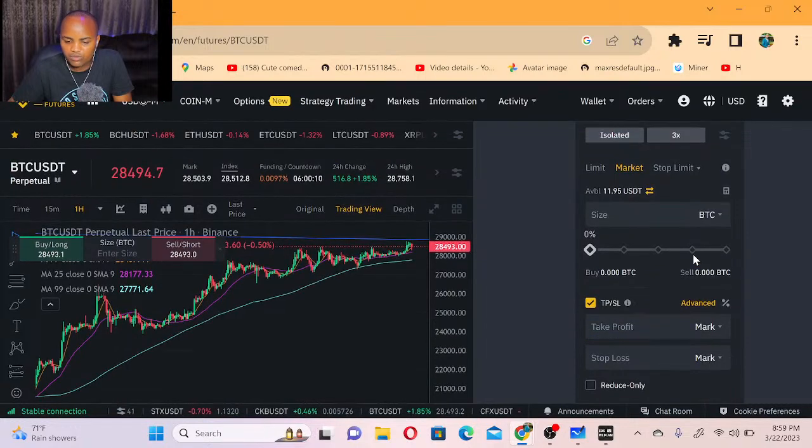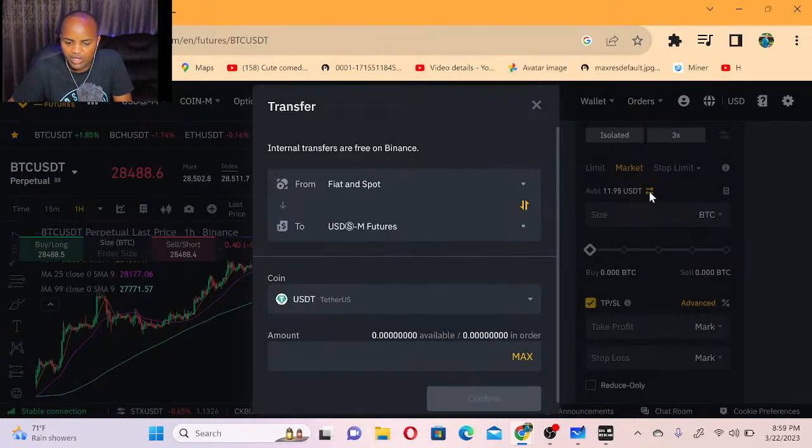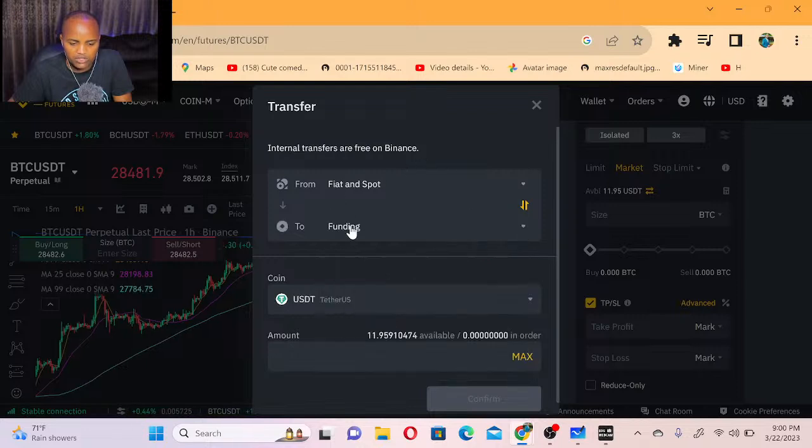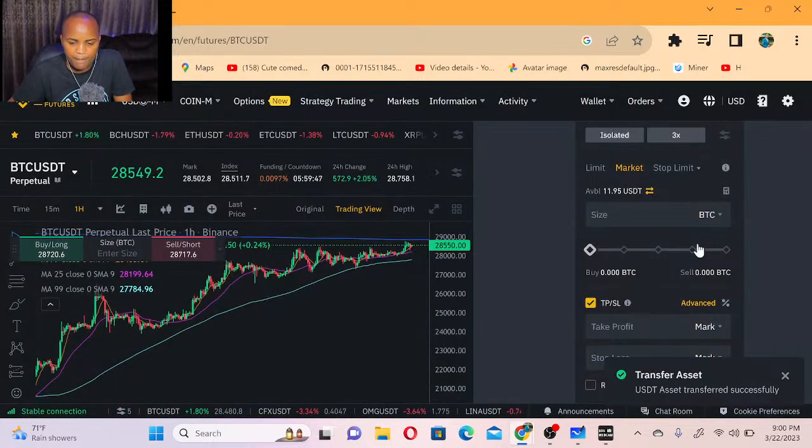Now, I have made my first transfer. I have transferred to the fiat and spot wallet. So the next thing I'm going to do is transfer again. I can do all my transfers here. I can transfer from fiat to the funding wallet where I'm going to withdraw. And I click maximum again. So you click maximum, so I've clicked maximum on there.